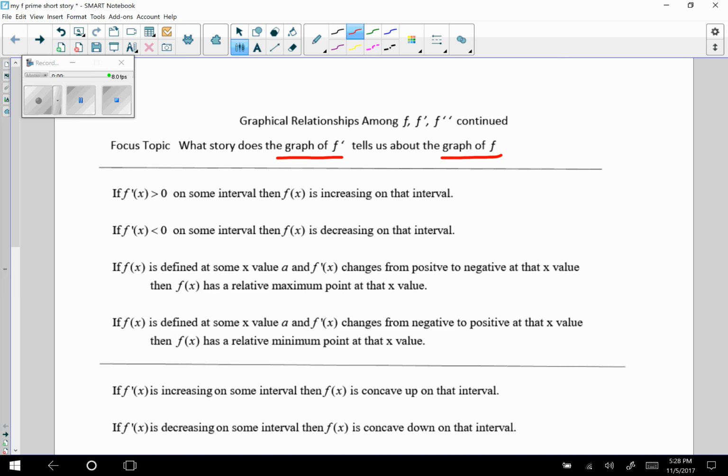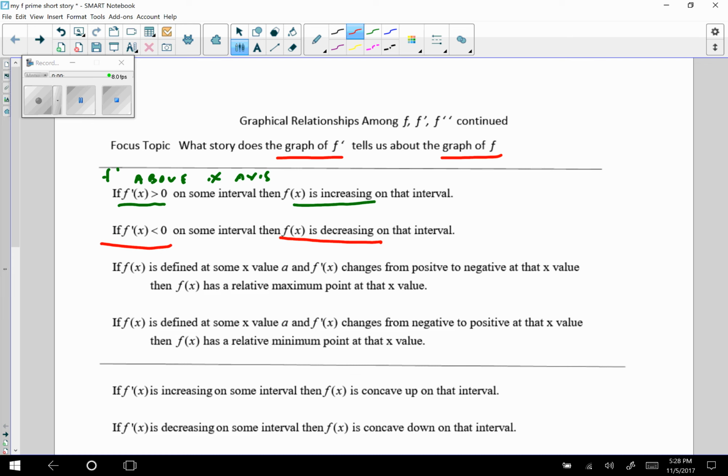If f prime is positive, that tells us f is increasing. Positive means f prime is above the x-axis. F prime negative tells us that f is decreasing. F prime negative means f prime is below the x-axis.